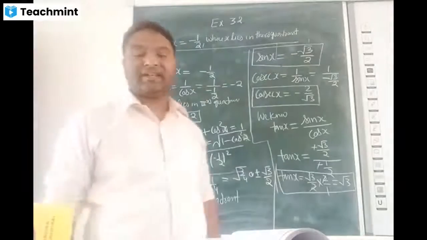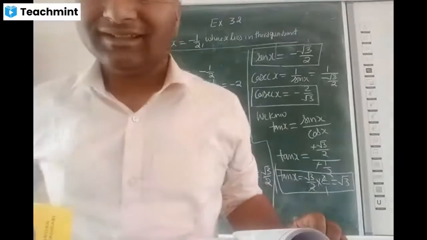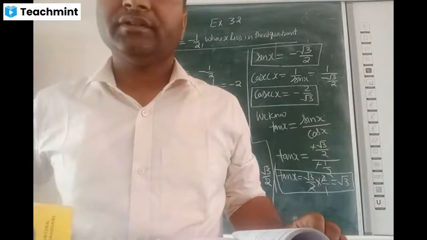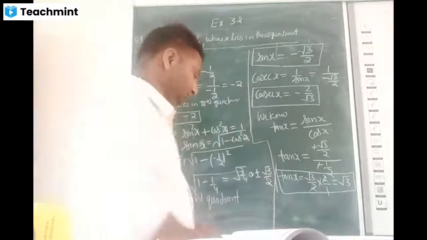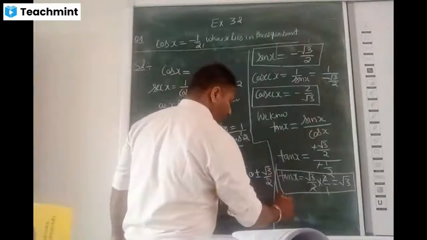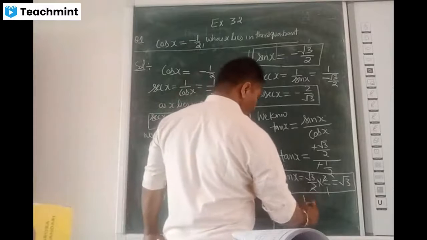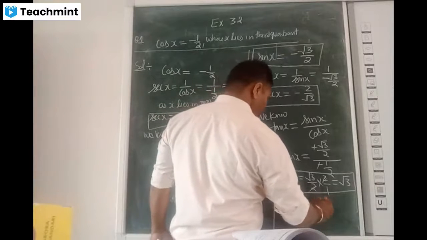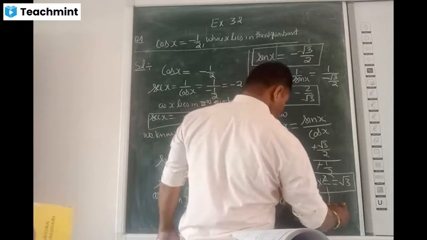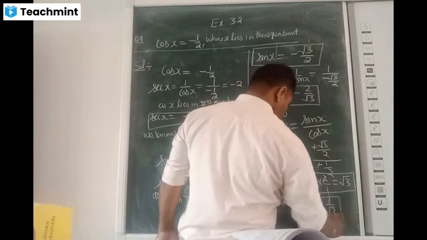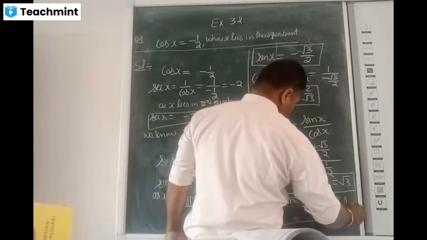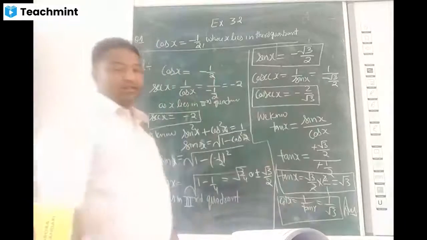And with the help of tangent, we can find the value of cot. So cot is 1 upon tangent. That is 1 upon root 3.